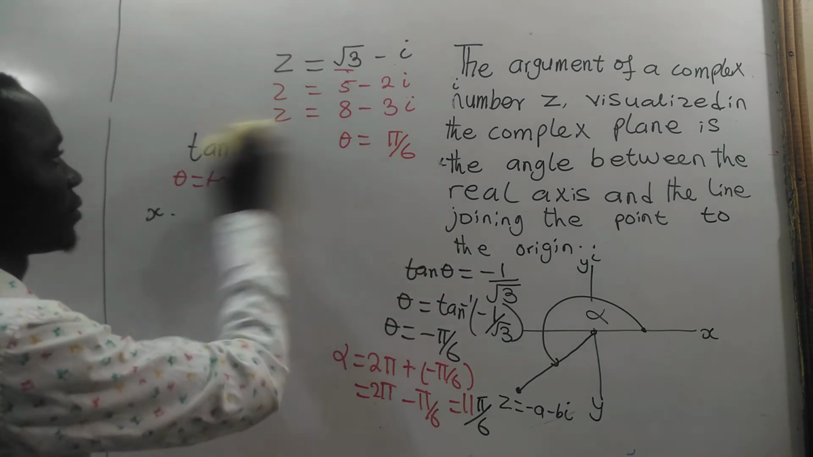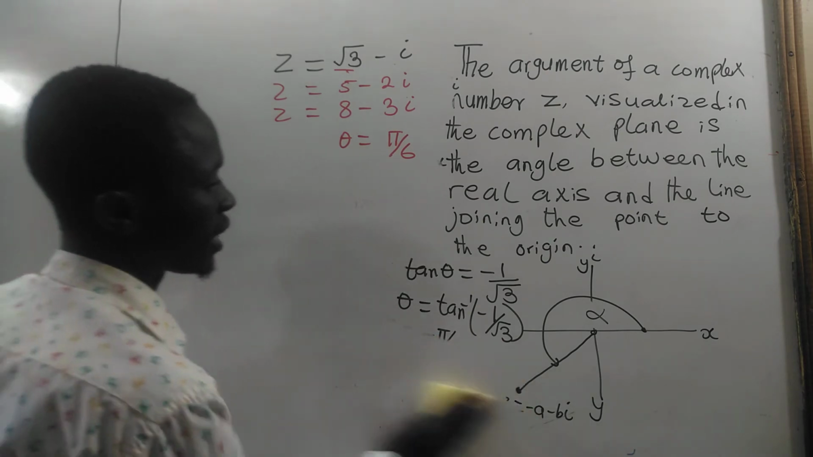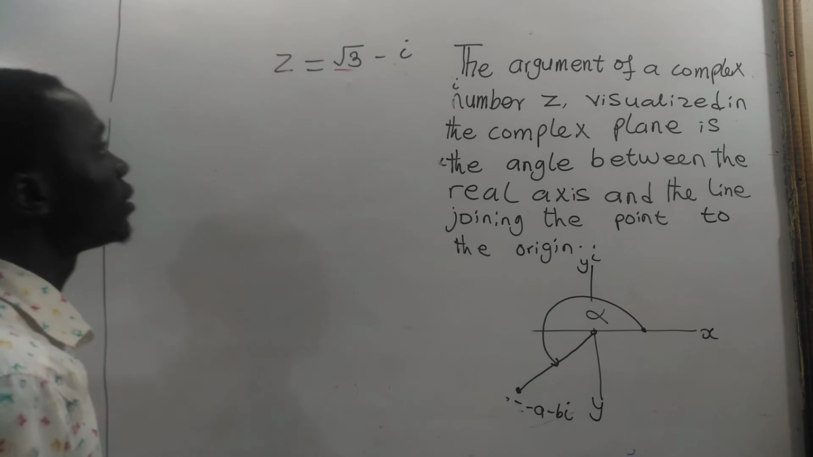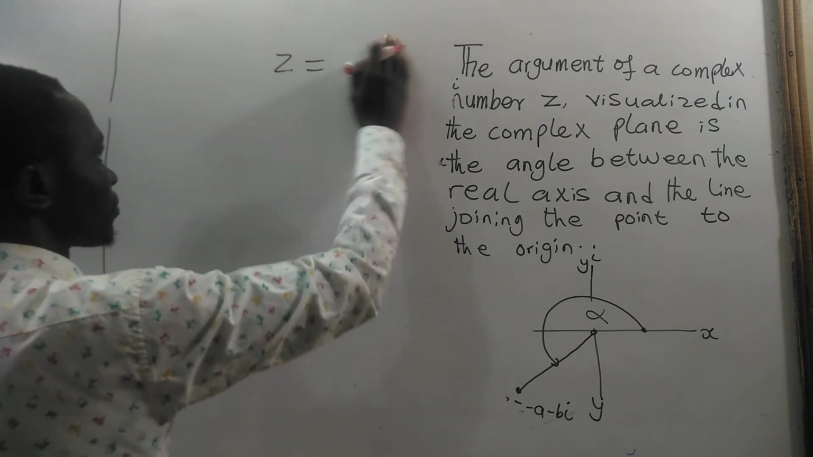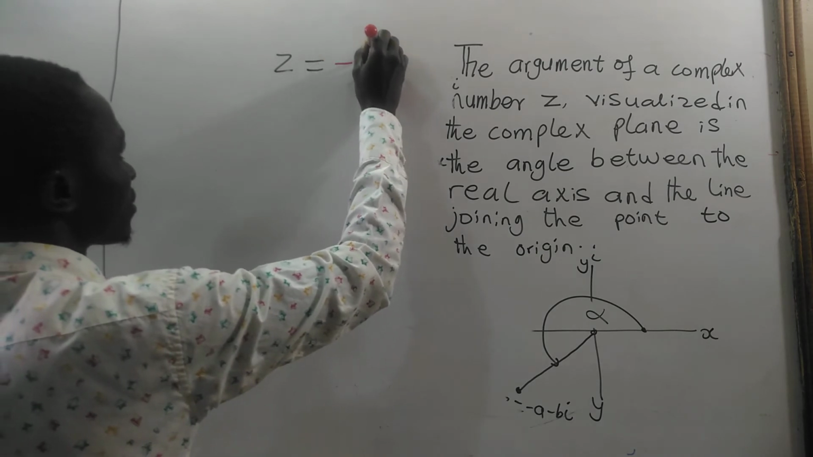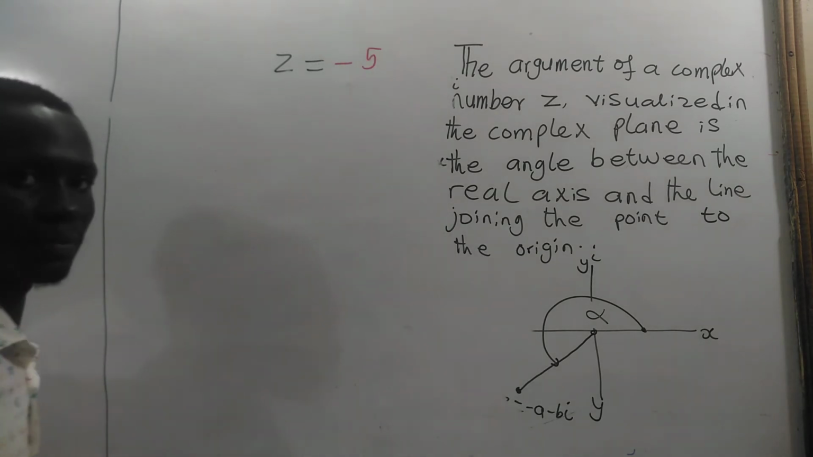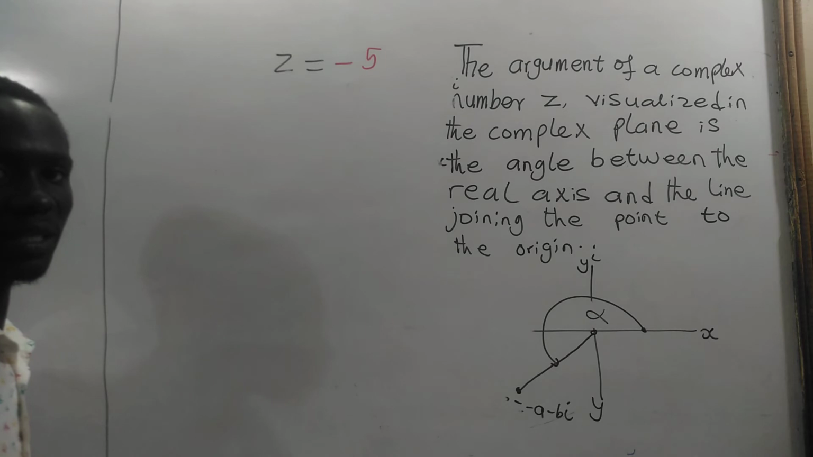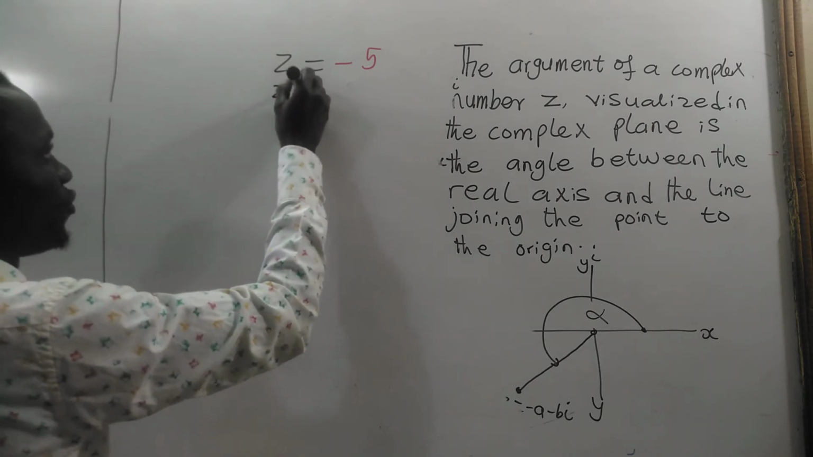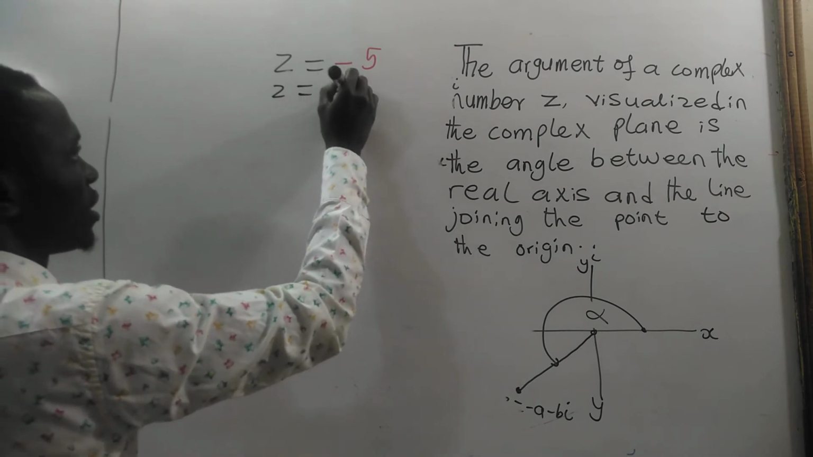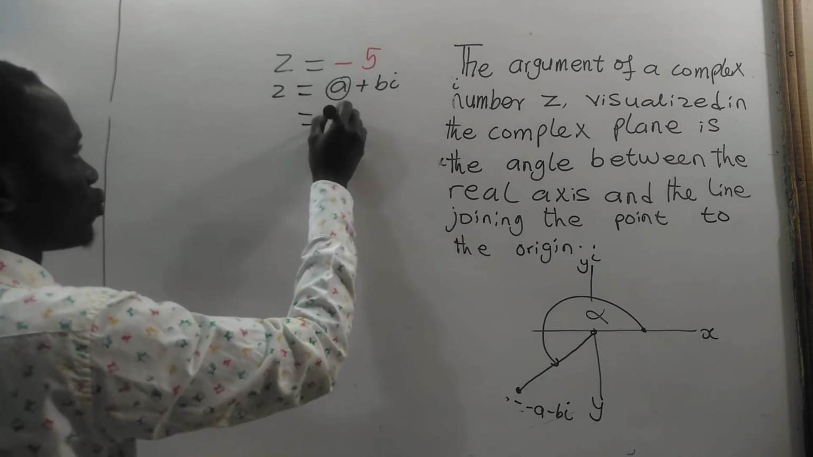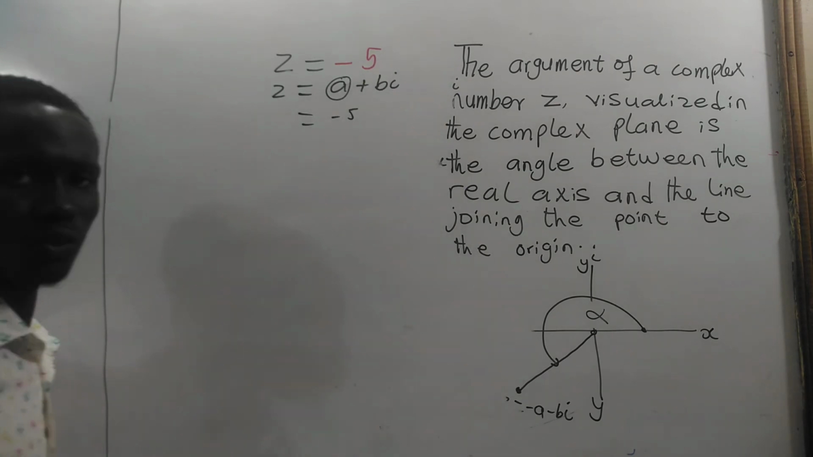So here we are going to consider z equal to -5. Now if you consider z equal to -5, if you compare it with z equal to a plus bi, we have the real part to be -5 and the imaginary part to be 0.